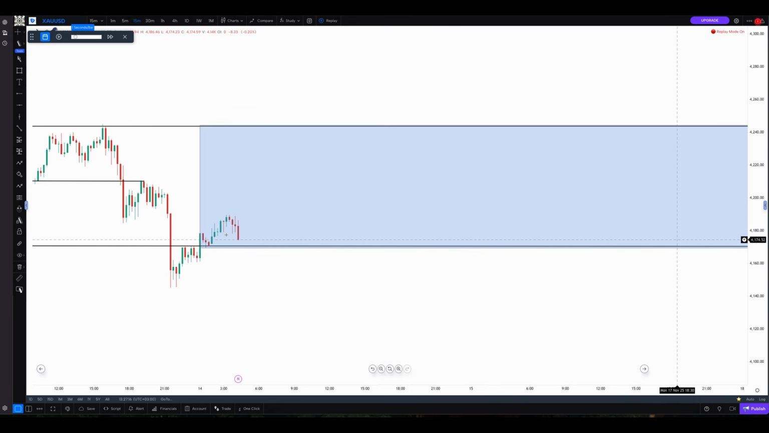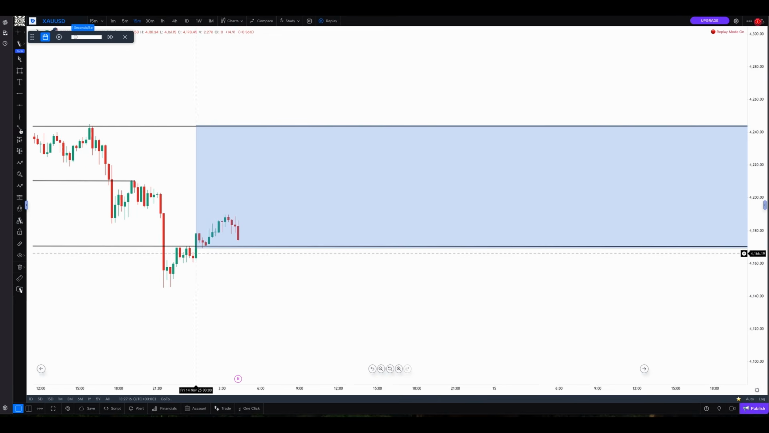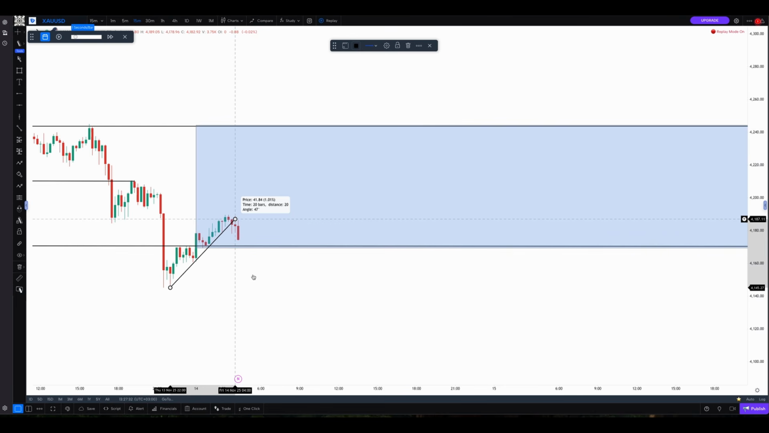So here you can see several factors. There is a trend line break right here. If I choose this trend line and put it here, there is a trend line break. That's the first thing I'm seeing here based on price action. And then I'm seeing continuous bearish momentum with this large bearish candle here.